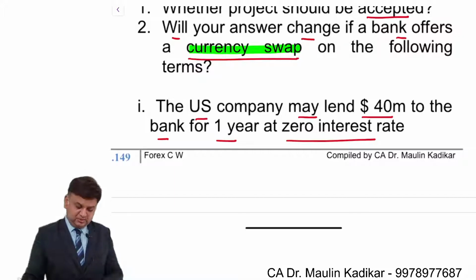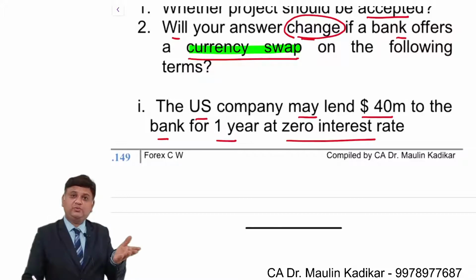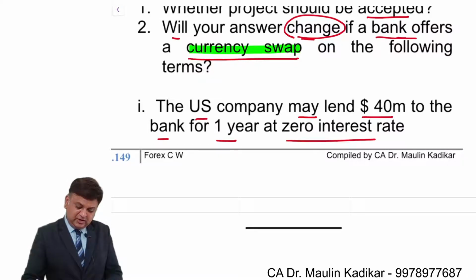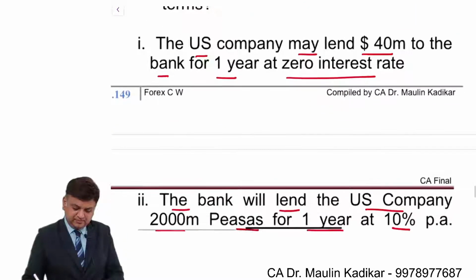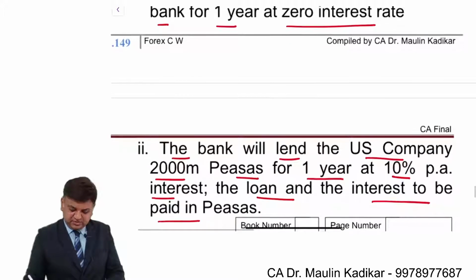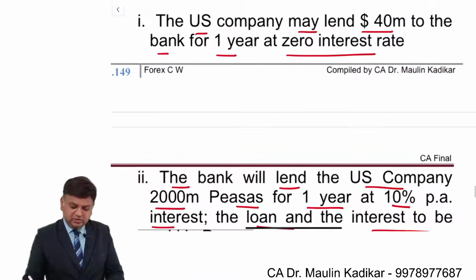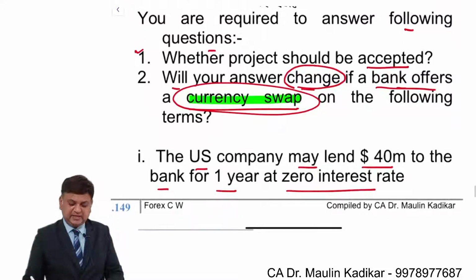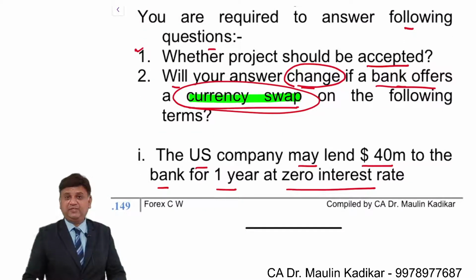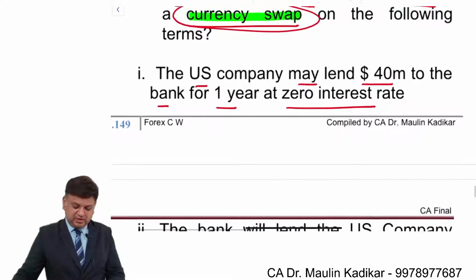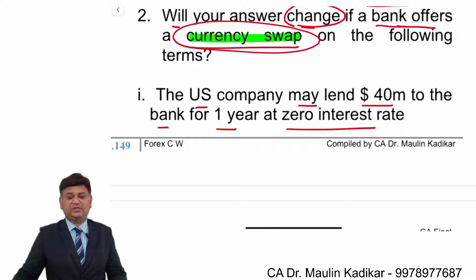Second part of the question: will your answer change? It means we are required to compute the revised answer if the bank offers a currency swap on the following terms, which we have been provided with. Looking at this information, I want you to calculate the revised NPV once again in dollar currency terms, taking into account the information in the second part of the question, which is technically called a currency swap.